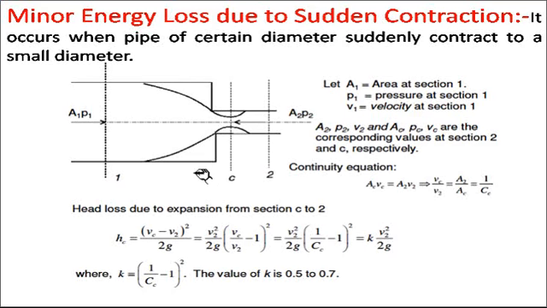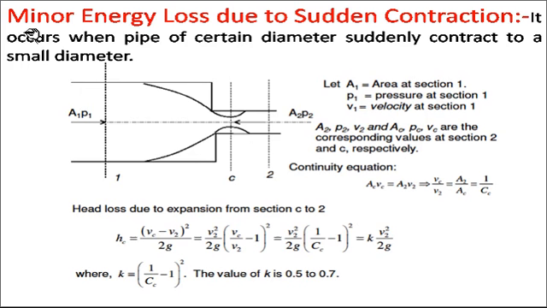Now our next topic is minor energy loss due to the sudden contraction. Remember that the sudden contraction is the reverse case of sudden expansion. In case of sudden contraction, the pipe of certain diameter suddenly contracts to a small diameter. It is the reverse case of sudden expansion.